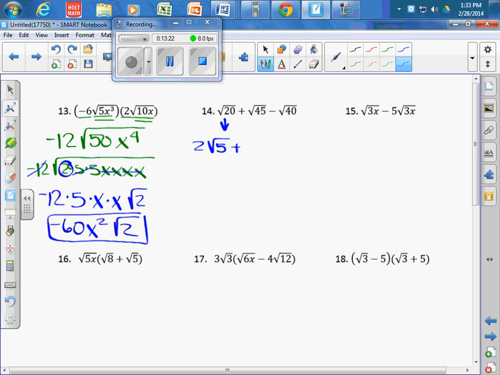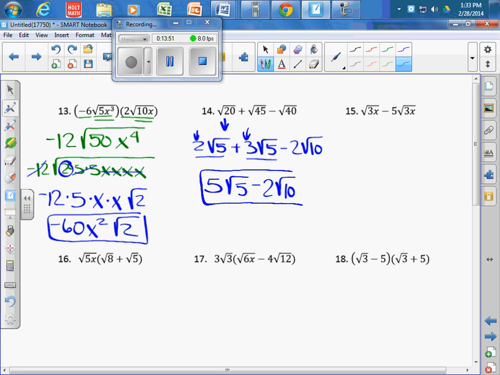Plus, now we need to simplify radical 45. Do you remember what that is? That'll be 3 radical 5. And then radical 40. It's 2 radical 10. Now, only the radical 5s can be combined. I have 2 of them here, 3 of them here. 2 plus 3, 5 radical 5s minus 2 radical 10. The radical 5 and the radical 10 cannot be combined. That's your final answer.